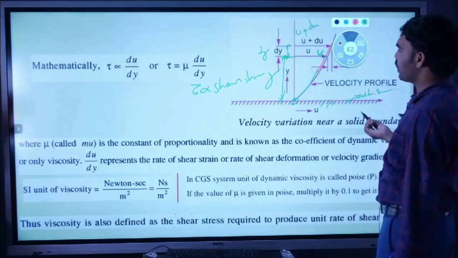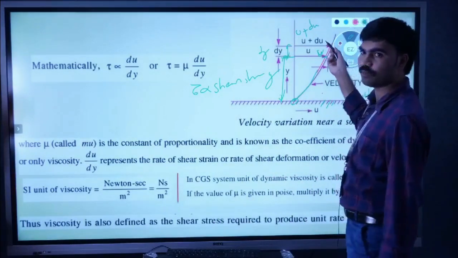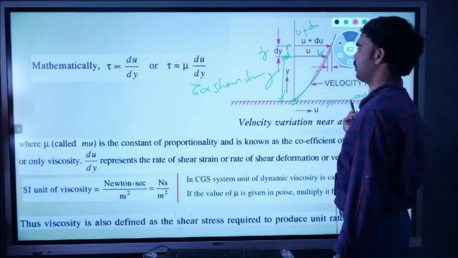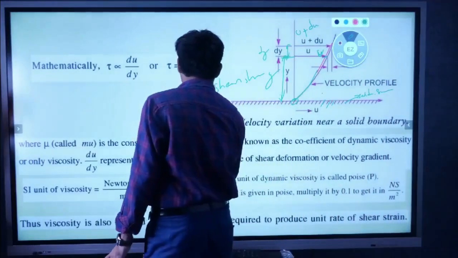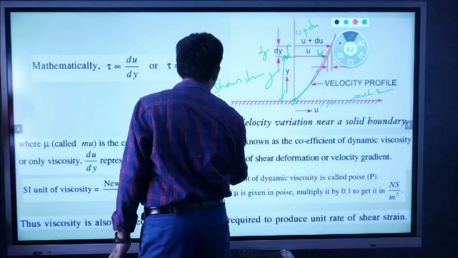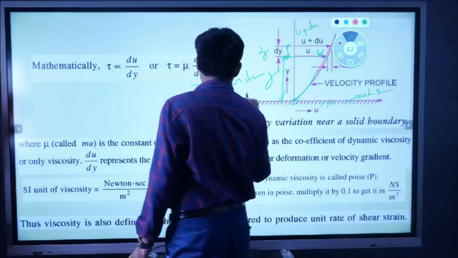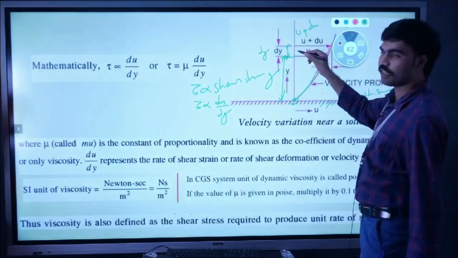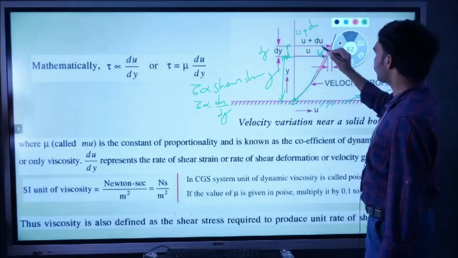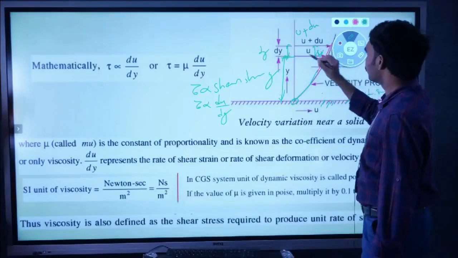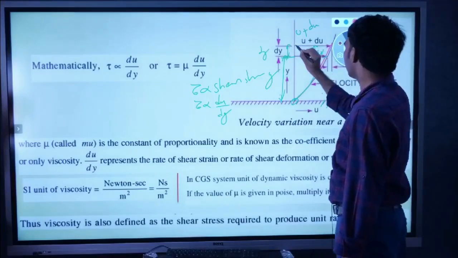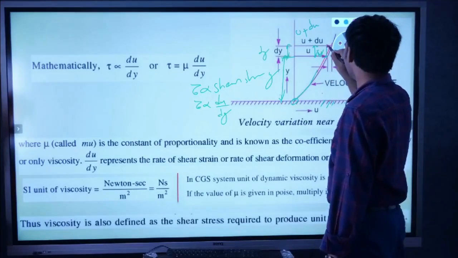So what is shear strain here? Change in velocity by change in distance. So the shear stress is directly proportional to du by dy, the change in velocity with respect to change in distance. The change in velocity is du. With what distance? This is the change in velocity.